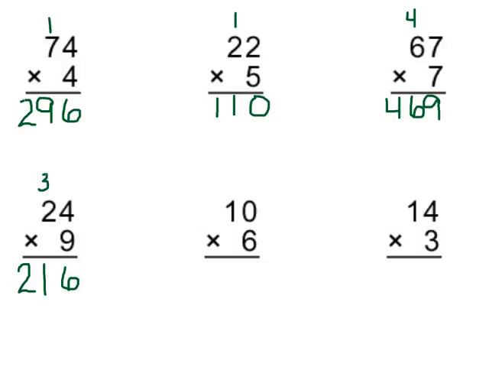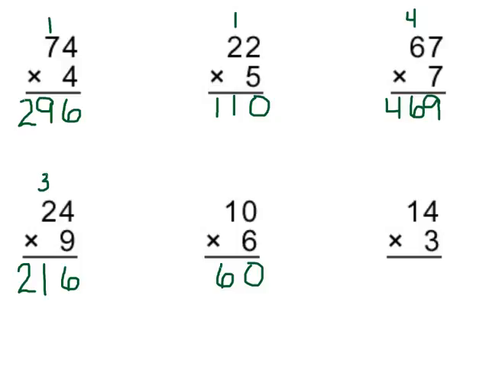10 times 6, now I do see that that is a basic multiplication fact, but if I wanted to work it out as a double-digit multiplication problem, I would have 6 times 0, which is 0, and then 6 times 1, which is 6, which gives me 60, or 10 times 6. As a basic multiplication fact, we would know that that is 60.